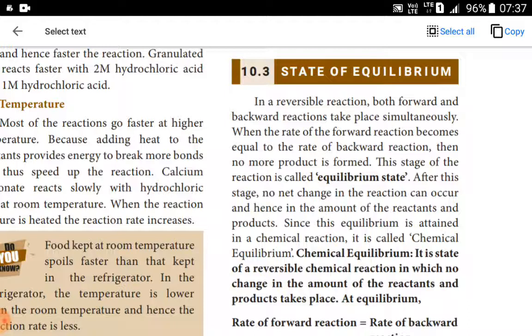And since the equilibrium is attained in a chemical reaction, it is called chemical equilibrium, because this takes place in the chemical reaction. So there is a definition of chemical equilibrium: it is a state of a reversible chemical reaction. You have to understand this equilibrium is attained only in a reversible chemical reaction, in which there is no change in the amount of reactant and product. So at the stage of equilibrium, the amount of reactant and the amount of product will be in equal rate. There will be no more changes.